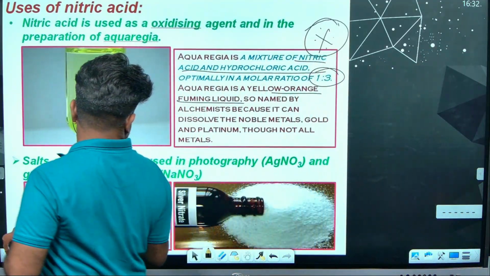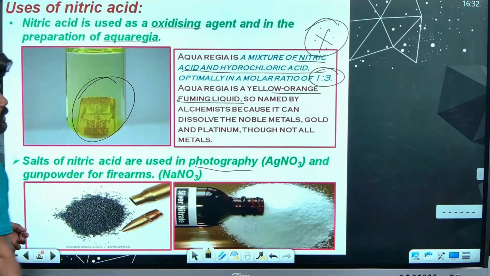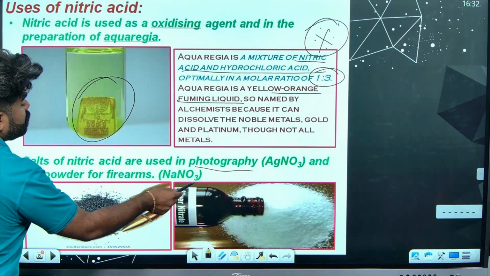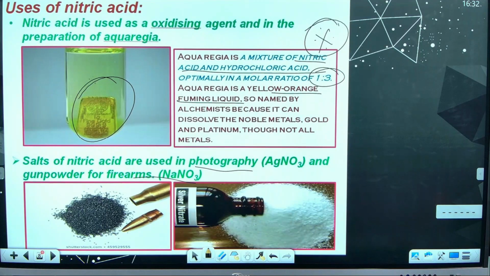And you see salts of nitric acid are used in photography. Usually AgNO3, silver nitrate salts, can be used, and for gunpowder and explosives we can use sodium nitrate.